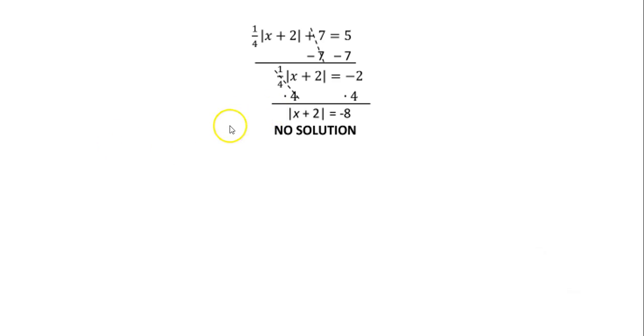This one, no solution. 1/4 times the absolute value of x plus 2, plus 7, equals 5. Again, subtract 7 on both sides. We're trying to isolate the absolute value. Multiply both sides by 4, so you have the absolute value of x plus 2 equals -8. This is no solution. So what does that look like graphically?